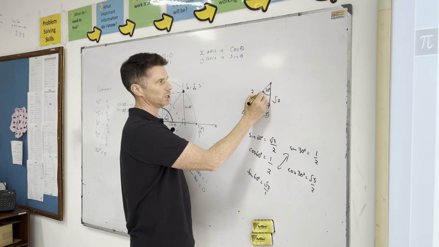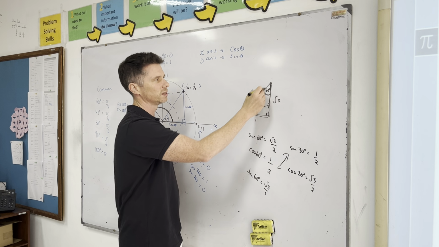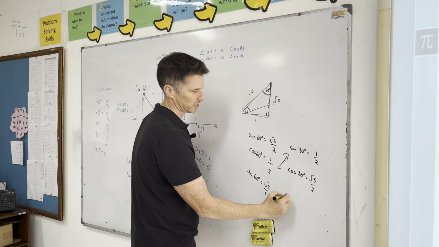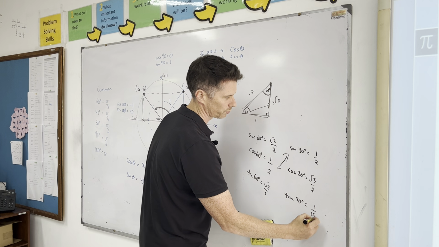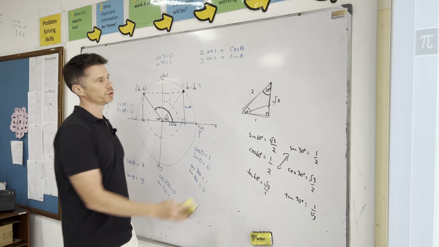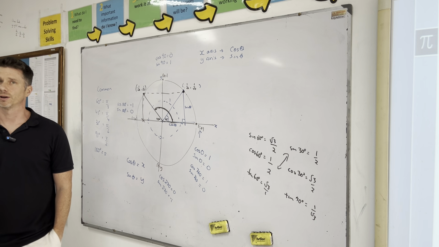Now you can do that. You'll be looking from the 30 degrees. This is the adjacent side, this is the hypotenuse, so root 3 over 2. And then the tan of 30 degrees is 1 over root 3. So you have to know these off by heart. So how do you remember them?